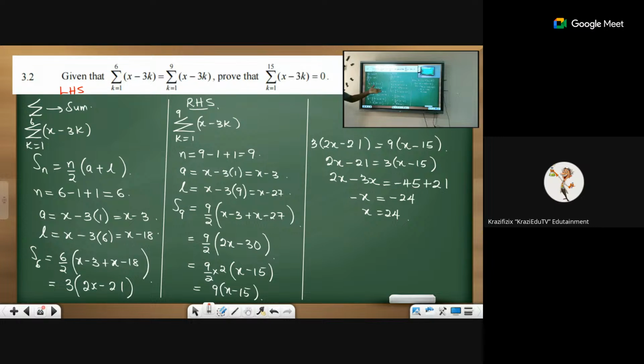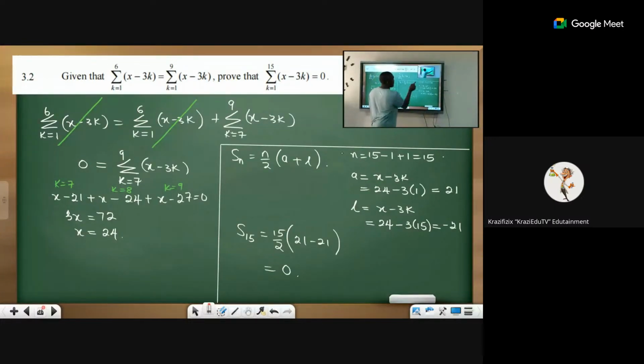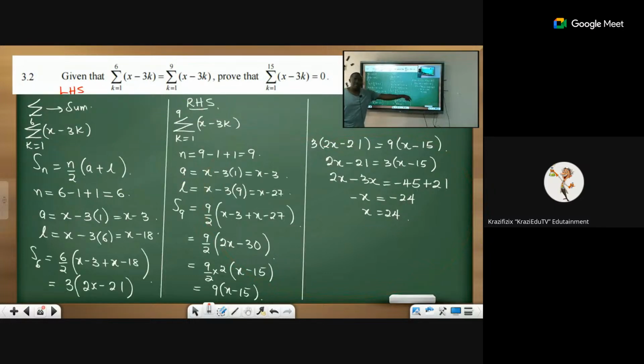Guys, did this one make sense? This is just repeating the same system throughout now. All right, sum left-hand side, sum right-hand side. We are told they are equal. X equals what? 24. Once you get x equals 24, you bring this part in. You bring that little part and add it to that, and you're done.